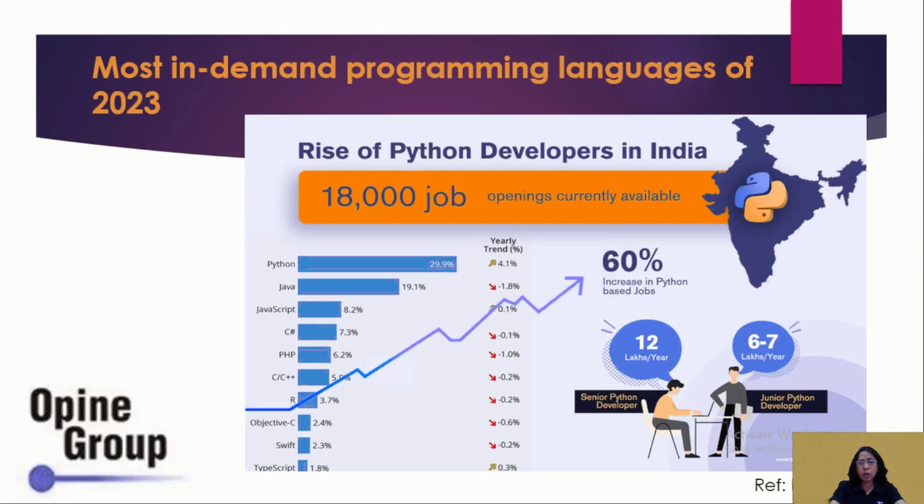This is one survey I have just done today. If you see how many jobs in 2023 are in Python, you find it on the top of the list today. There is a 60% job increase in Python in India. Currently, today there were 18,000 job openings, for senior and junior developers, and high paying.